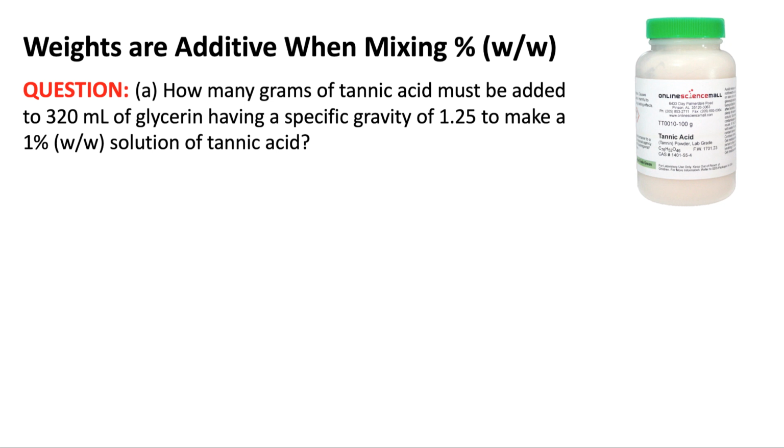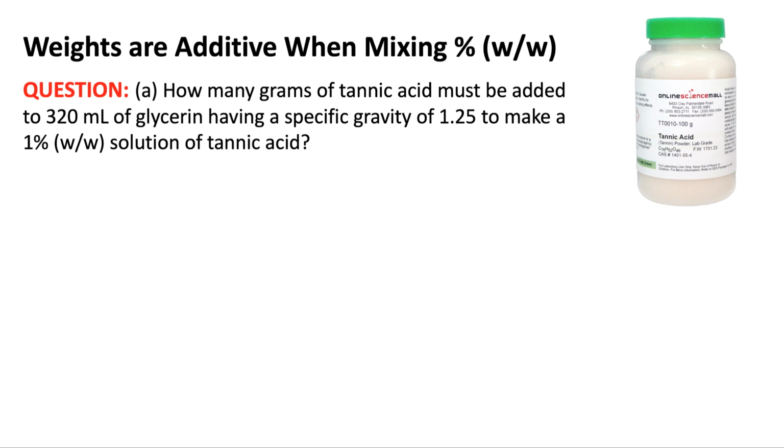So let's read the question. It says, how many grams of tannic acid must be added to 320 milliliters of glycerin having a specific gravity of 1.25 to make a 1% solution, but the concentration of 1% is expressed as a weight per weight. So even though this is in the end going to take a solid and mix it with a liquid and have a solution at the end, the concentration we are expressing of our drug here, this 1%, is a weight per weight, not a weight per volume. And that's kind of a key difference here in this question.